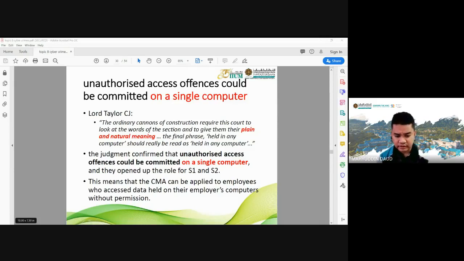But so far sections 3, 4, 5 have been used in the context of hacking. It has yet to be used, as far as Malaysia is concerned, in the context of people sending viruses to some other people, not yet. So we have yet to see cases coming to court on those kinds of grounds. Yeah? Okay, any other questions on this?